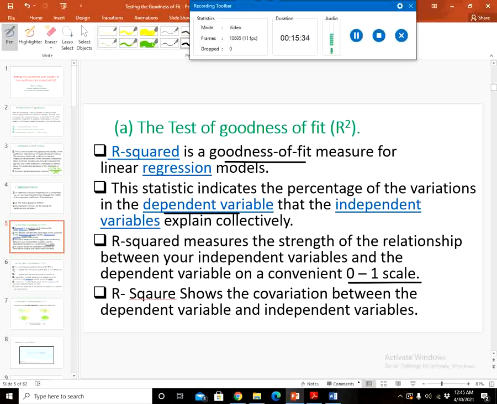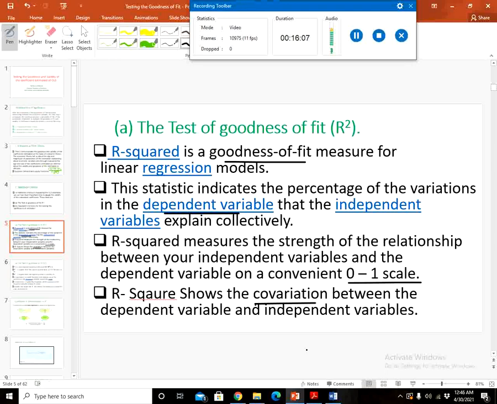The strength of relationship. What is the strength of relationship? If R-square is near 0, the strength of relationship is very low. If R-square is near 1, the strength of relationship will be very high. Again, R-square shows the covariation between the dependent variable and independent variables. Covariation is the common variation between the independent and dependent variable, all independent variables, right?